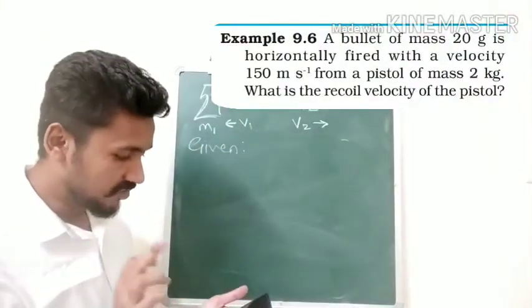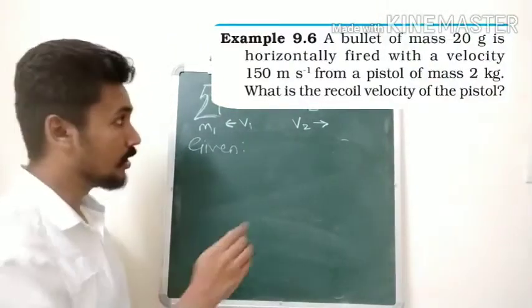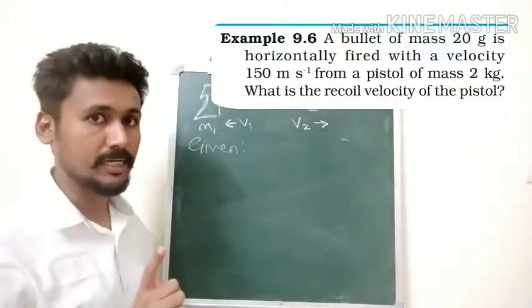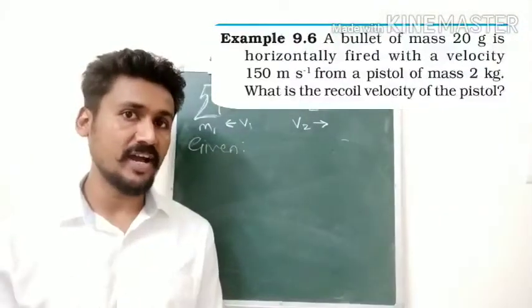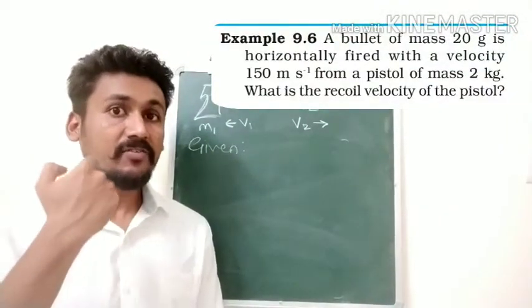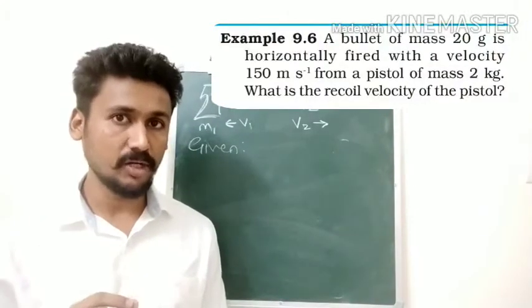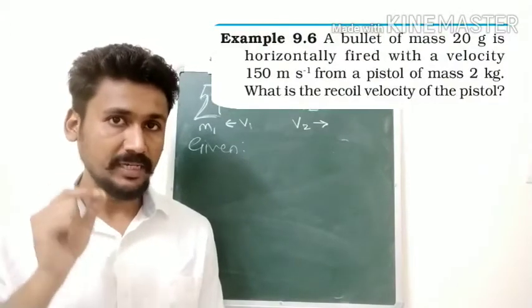So, it is fired horizontally with velocity 150 meter per second. So 150 meter per second is the final velocity of the bullet. Now always understand, whenever you have questions where a bullet is fired from a gun, whatever velocity is given for the bullet, that is the final velocity. There is one more name for it, it is called the muzzle velocity. Okay, because the initial velocity for the bullet will always be 0.